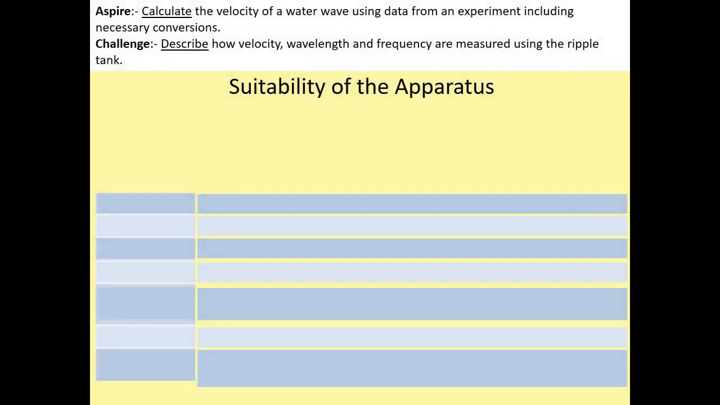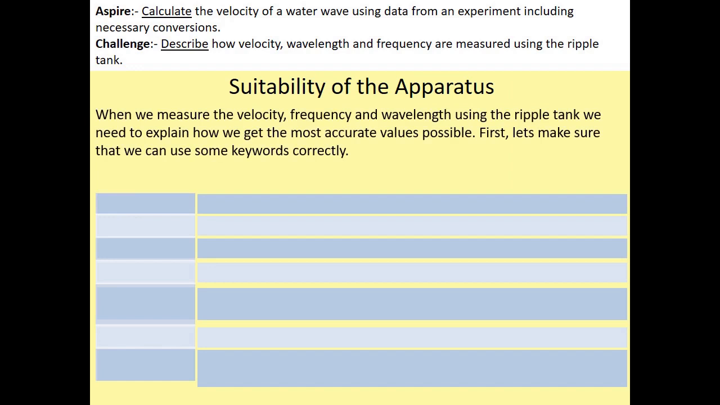So the outline of that practical talked about understanding the suitability of the apparatus. So when we're measuring the velocity, the frequency and the wavelength, we're always talking about how we can get the most accurate values possible. Now, I'm going to look in just a second at exactly what that word accurate means, because sometimes it's used in the wrong way.